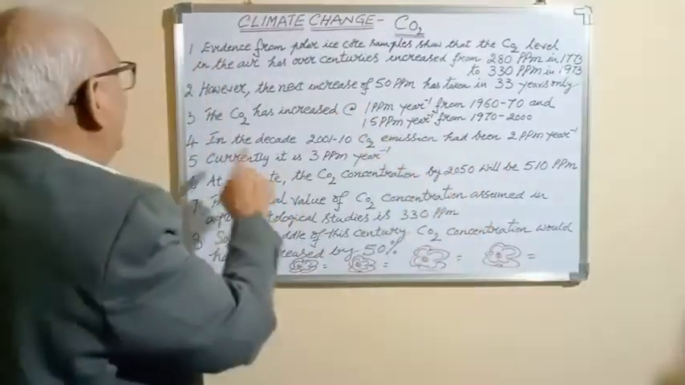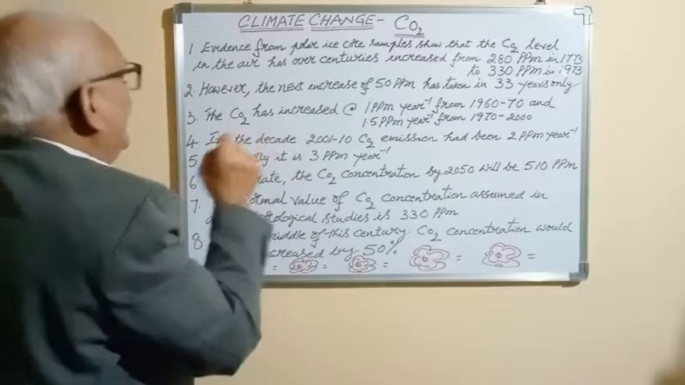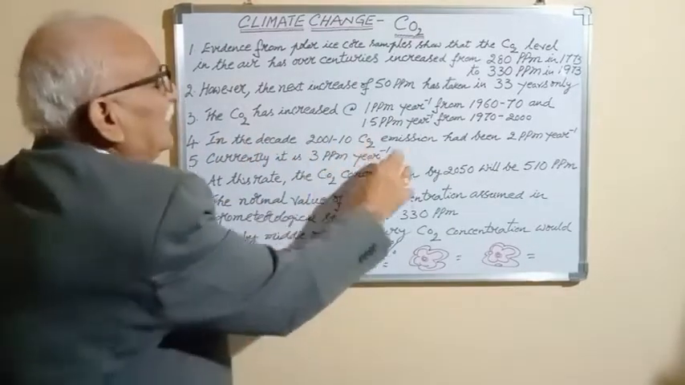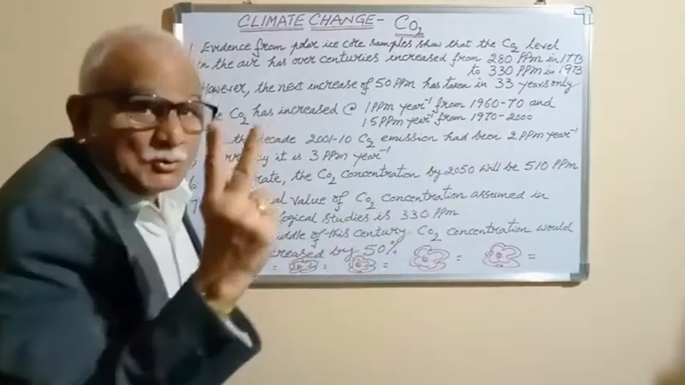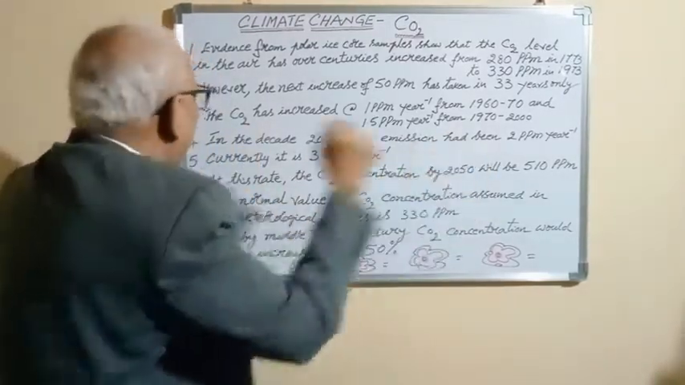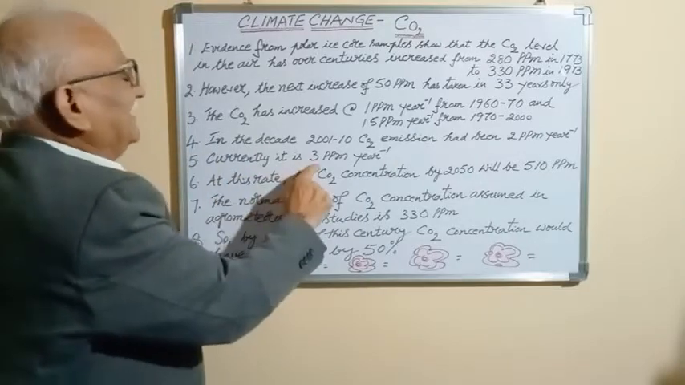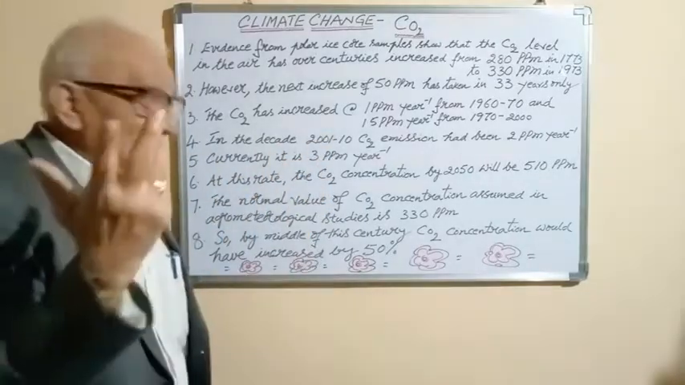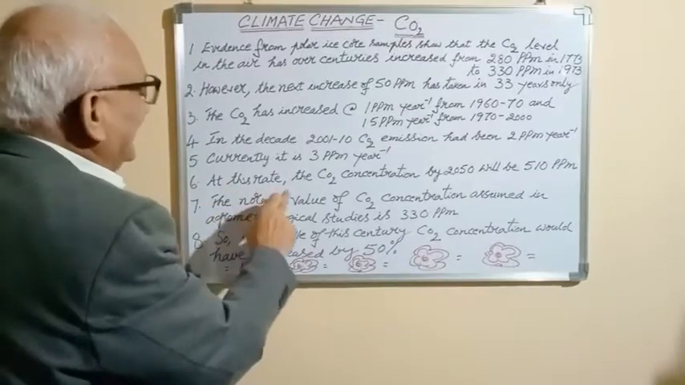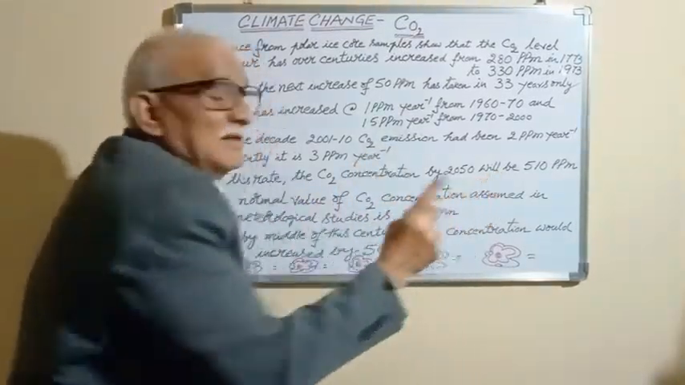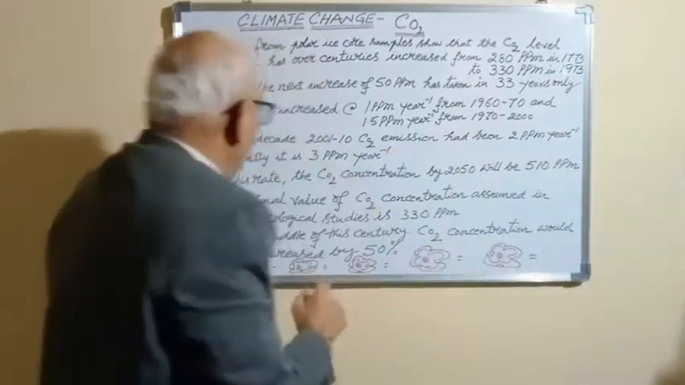Then let us see what happened. In the decade 2001 to 2010, CO2 emission had been 2 ppm per year. Okay, now the current level is 3 ppm per year. You see the increase. Now, at this rate, the CO2 concentration by 2050 will be 510 ppm.